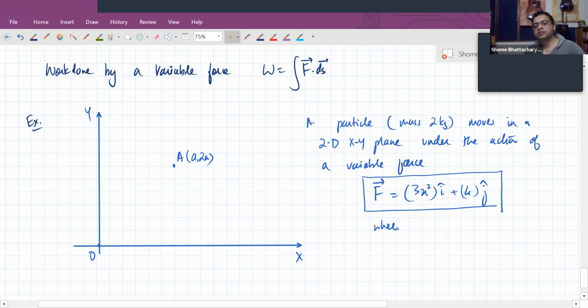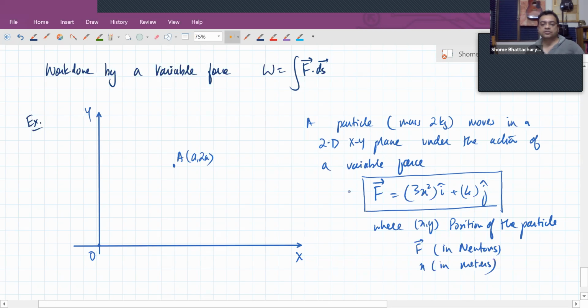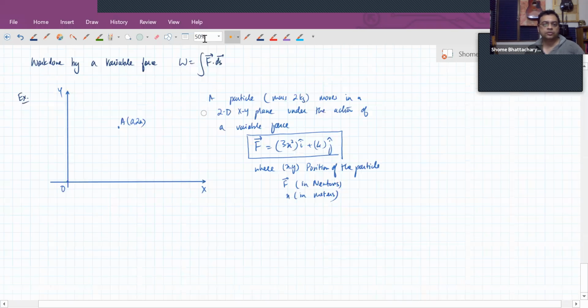where x comma y is the position of the particle, and F is in newtons, when x and y, or rather in this equation x is in meters. So this is the variable force acting on the particle when it is at a certain coordinate x comma y. So the x component depends on the x coordinate, whereas the y component is constant, as you can see.